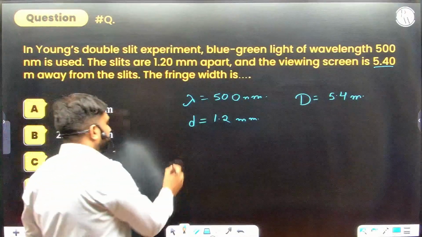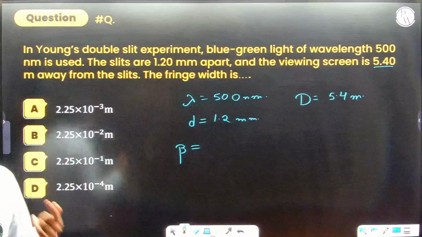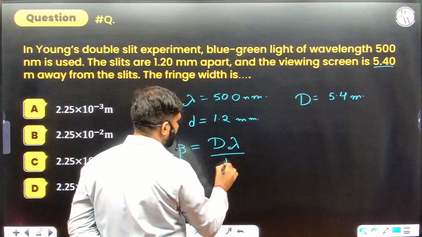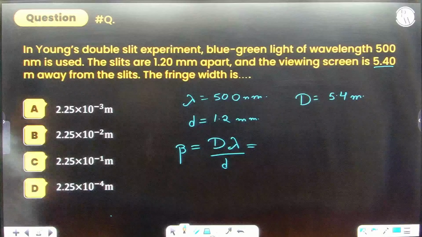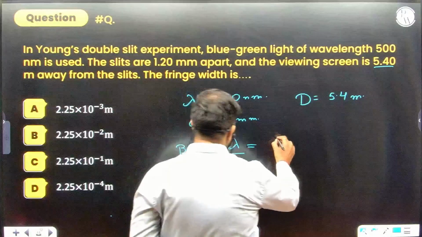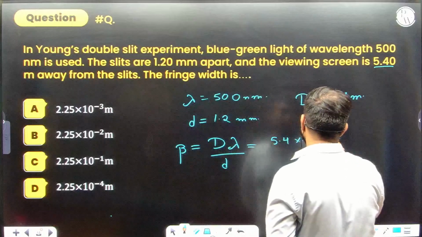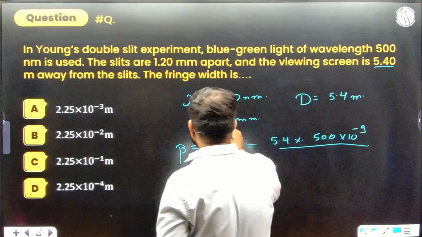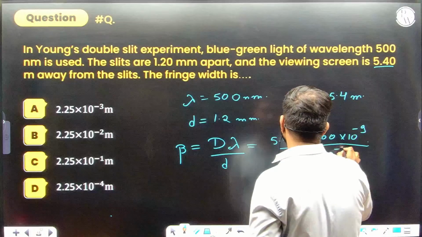So you must remember the fringe width. How do we find it? It is the distance between two consecutive maxima, the location of two consecutive maxima. So it comes out to be D lambda by small d. You just need to put it with proper units. If I am finding beta, and here they have mentioned in meters, convert everything to meters. So D is already in meters, lambda is in nanometers. So 500 nanometers means 10 to the power minus 9. Small d is 1.2 millimeters. So 1.2 millimeters means 10 to the power minus 3.